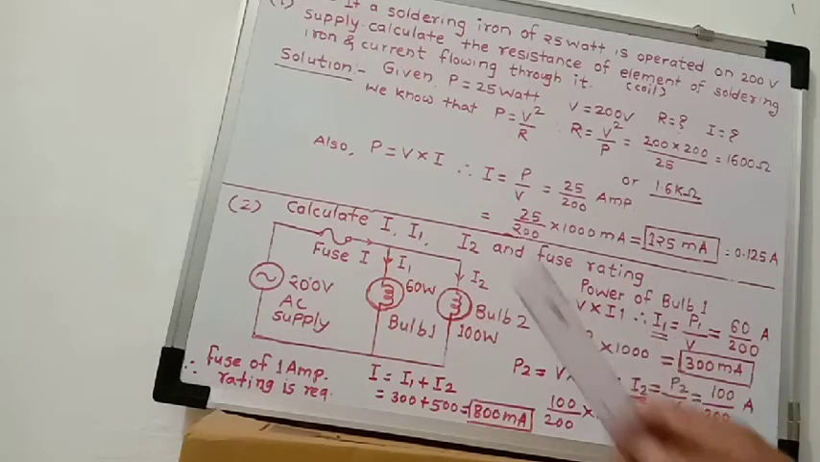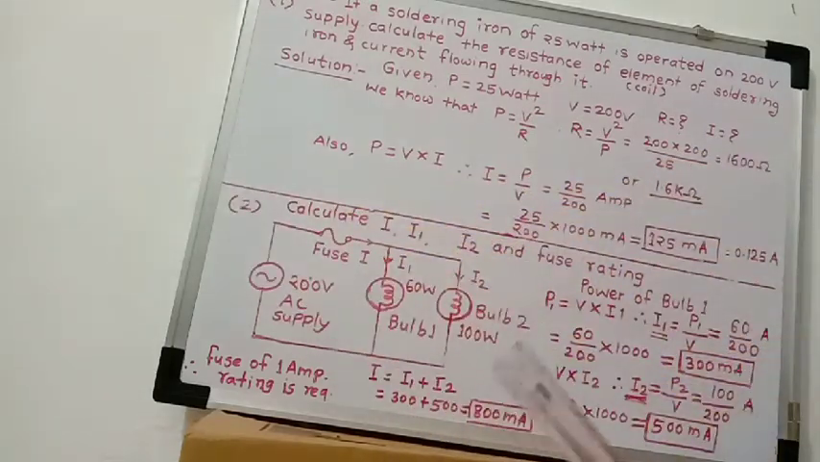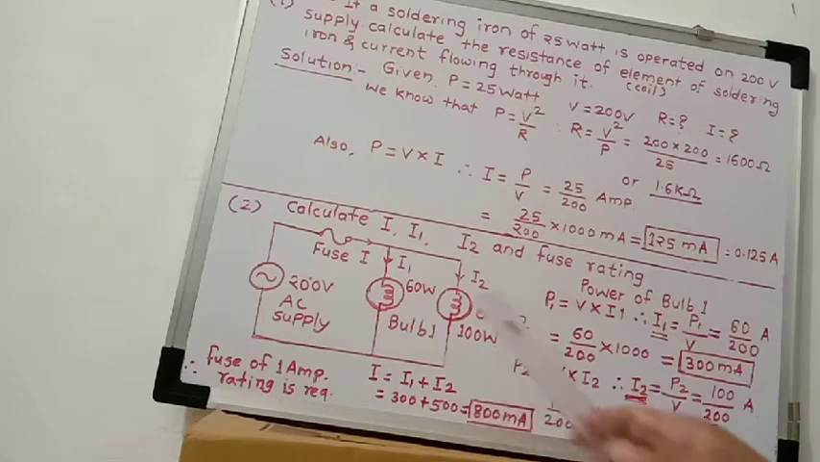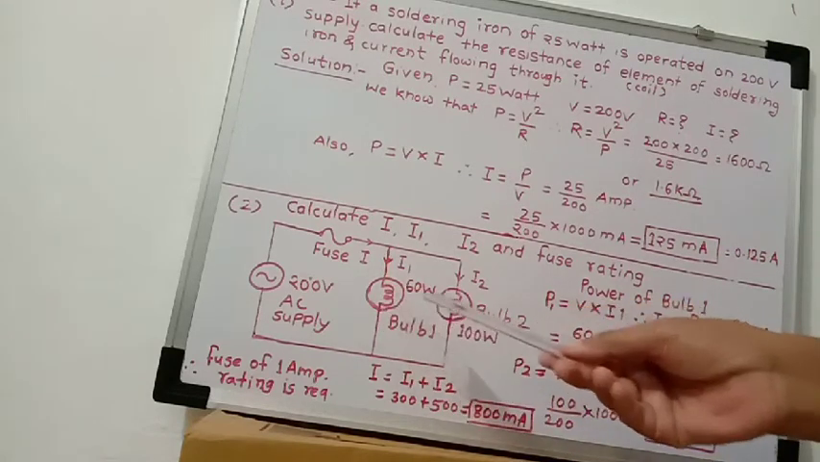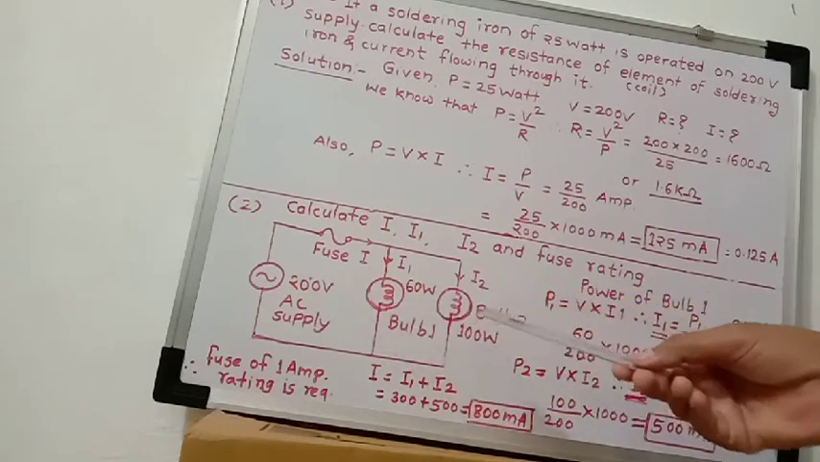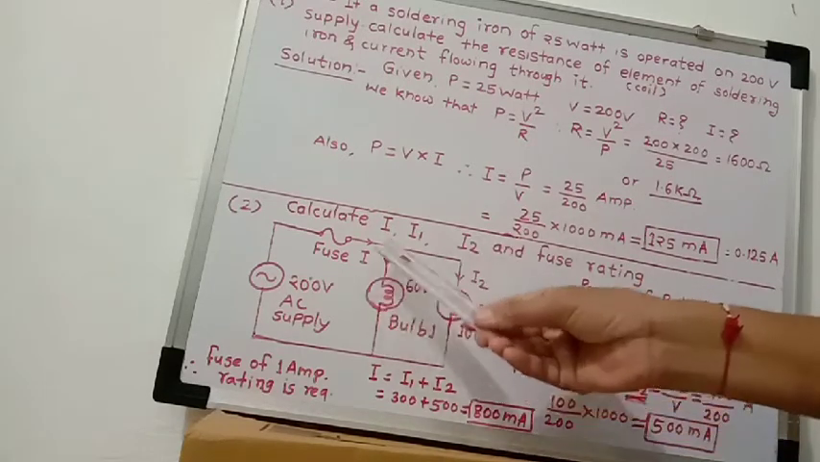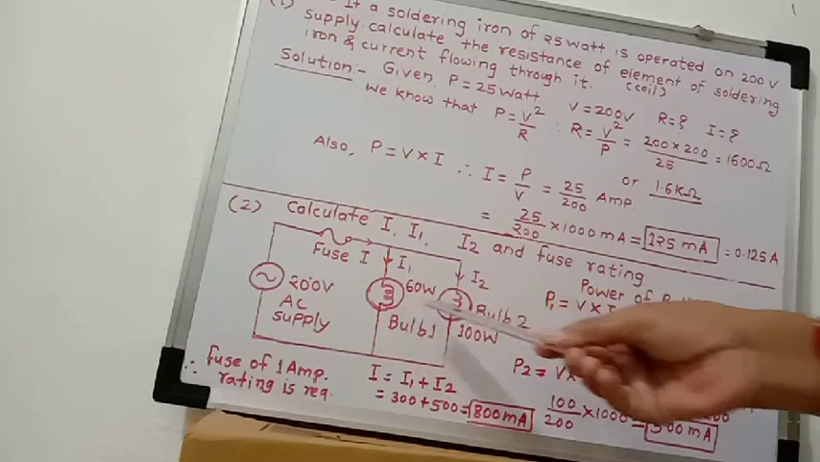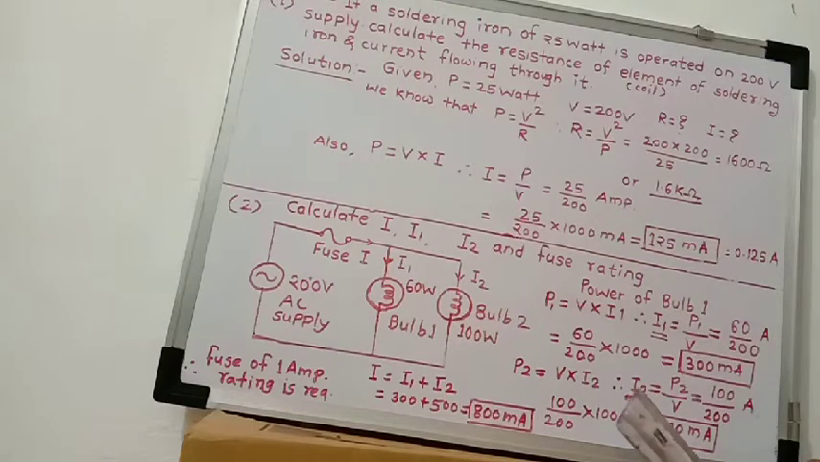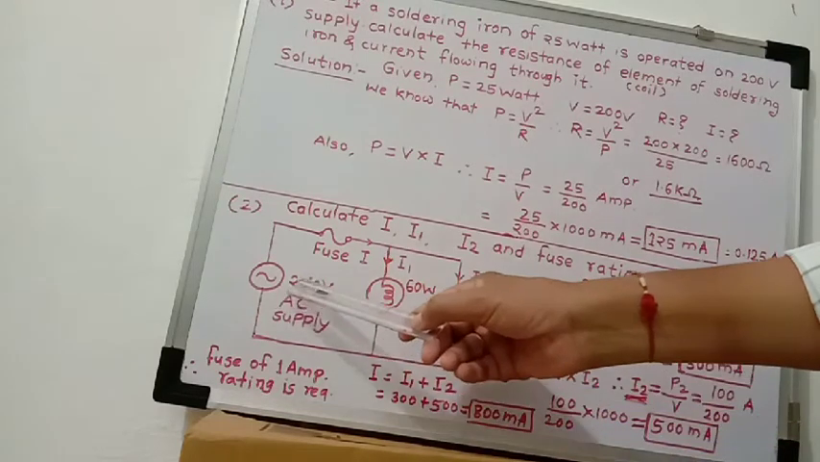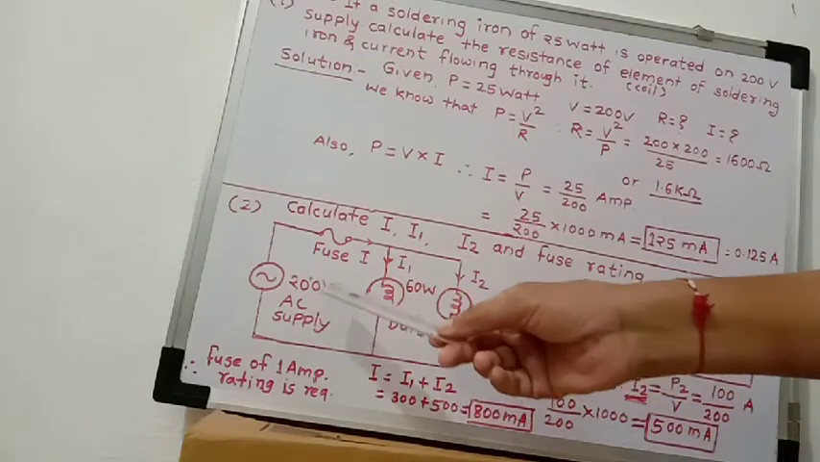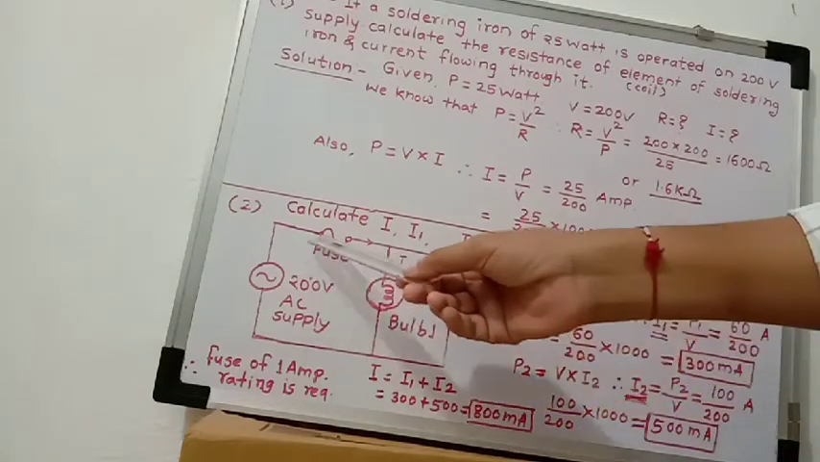Now the second problem, or second example. Here a diagram is given: two bulbs, one 60 watt and another 100 watt bulb. These two bulbs are connected in parallel, and they are connected across a 200 volt AC main supply, and in series with these bulbs one fuse is connected.